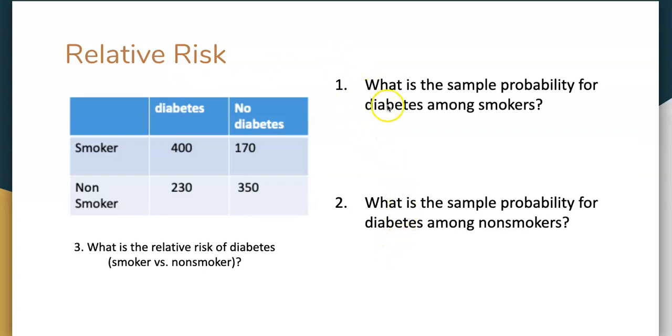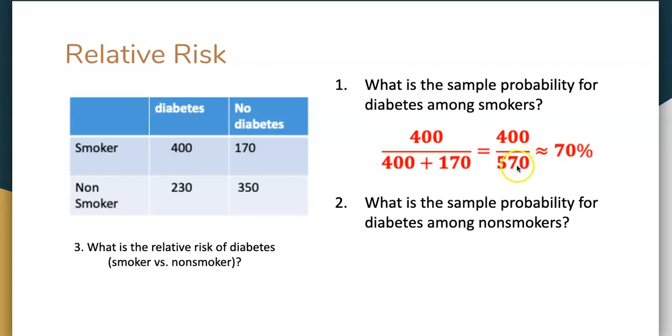Number one, what is the sample probability for diabetes among smokers? What they are asking is, out of how many smokers do we have people who had diabetes? So here's how we find it. There were 570 smokers, right? And out of those 570 smokers, 400 of them have diabetes. So what we do is 400 divided by 570.